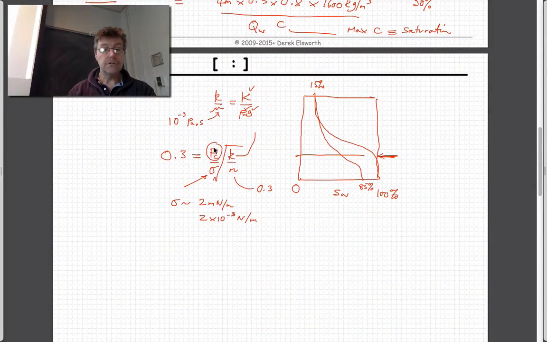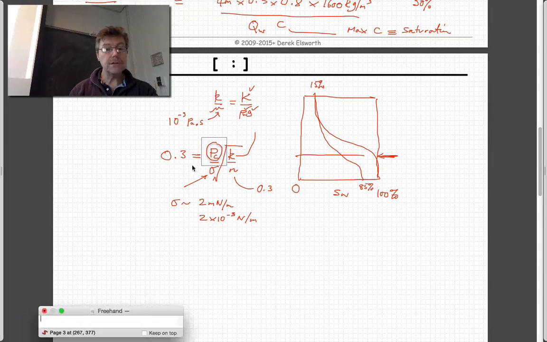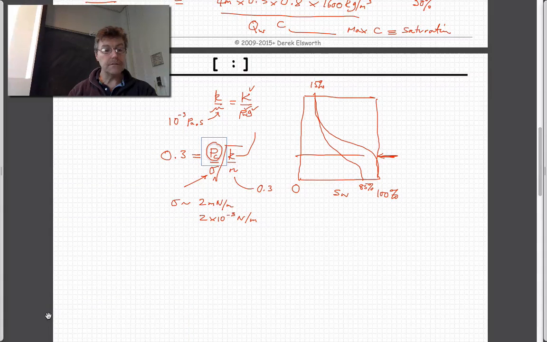So we know how capillary pressures would scale. And so this would actually be the capillary pressure at, so I guess that's a red herring. So we know what the permeability is in terms of hydraulic conductivity. We know what the porosity is. We know what interfacial tension is. We know this is 0.3 when it's the bubbling pressure.